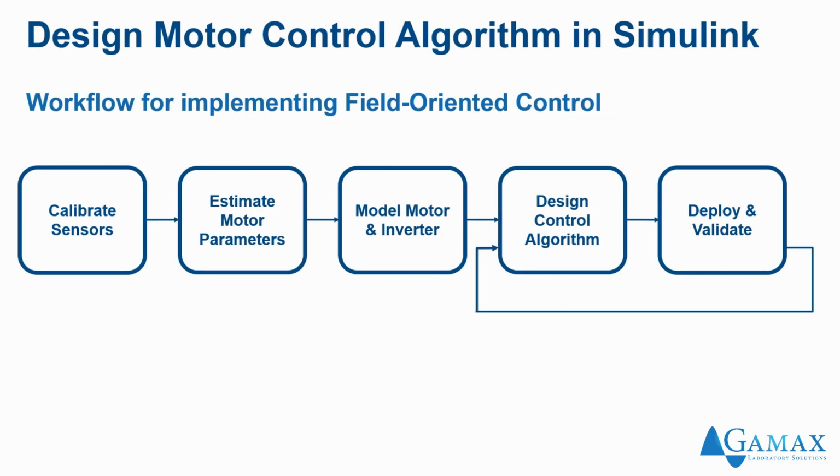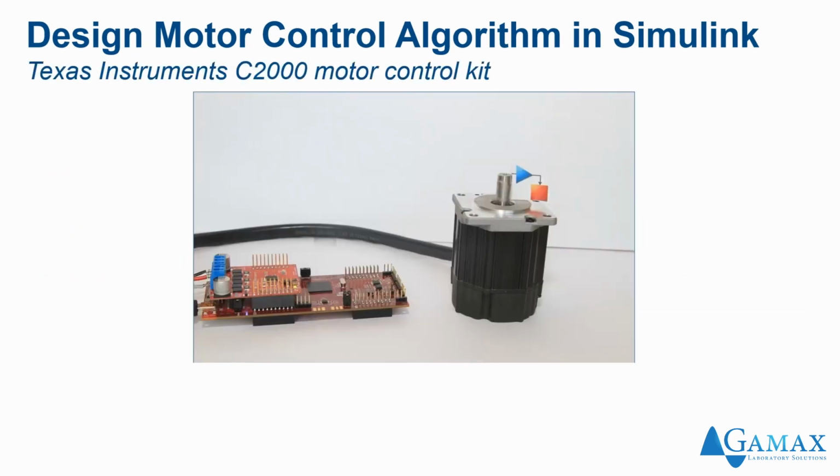Let's see how to develop and implement field-oriented control with Simulink. To give a structure to start with, we will use this very simplified workflow covered by these key steps. In the example models, an ADC C2000 motor control kit is used to illustrate the workflow. The kit includes a surface-mount motor, an F28 series microcontroller, and a three-phase inverter.